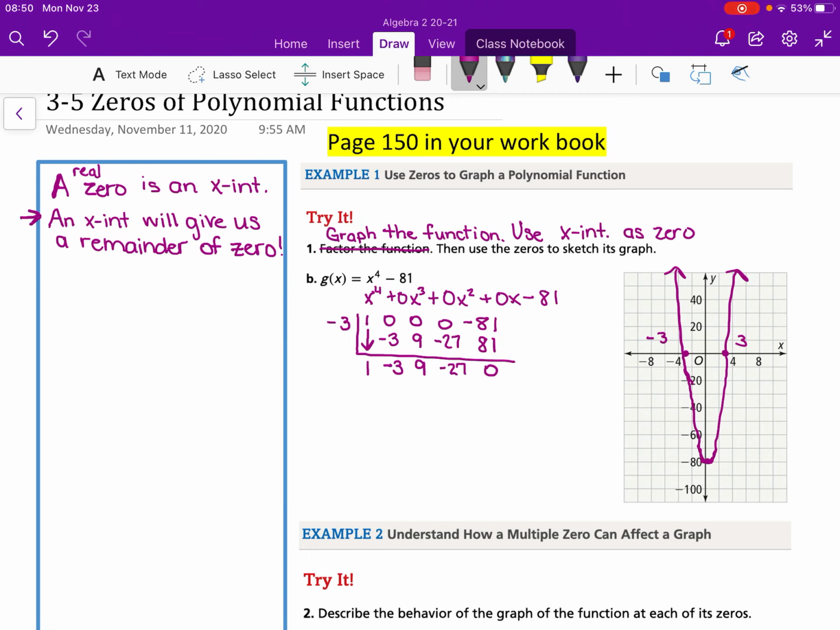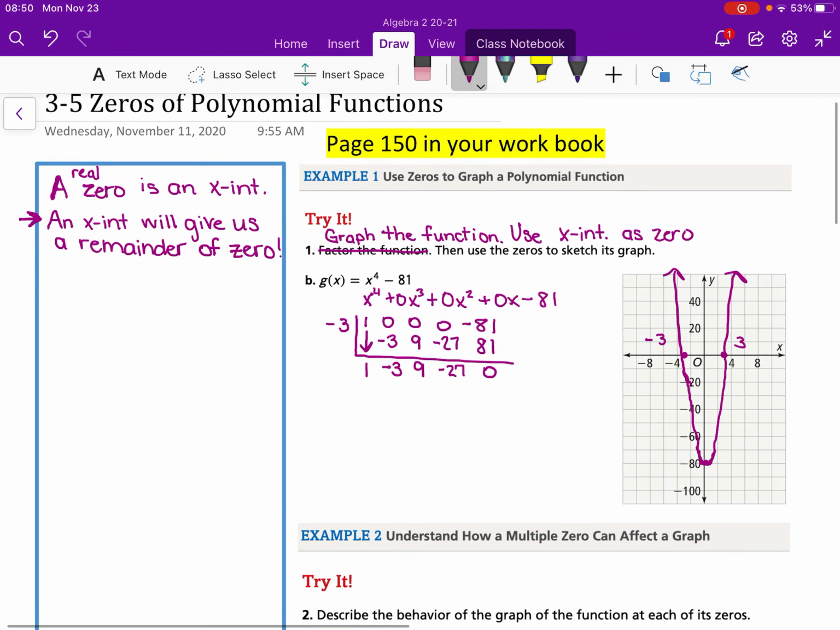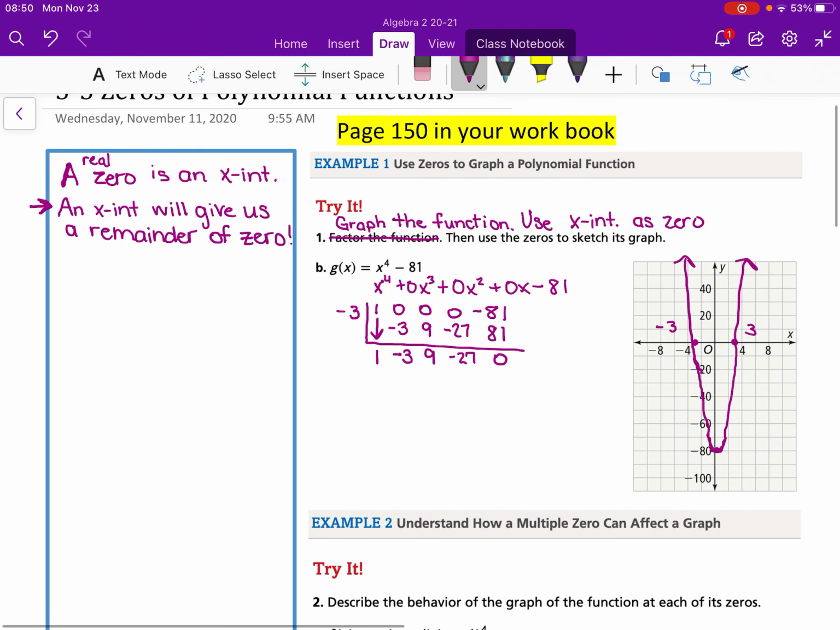If you notice, I put a little note over here in the blue box. An x-intercept will give us a remainder of 0. So if you don't get a remainder of 0, you've probably done something wrong. Okay? All right. So here's what's nice. I'm going to divide by all the real zeros that I can, meaning all the x-intercepts. So my next x-intercept is 3. This is why order didn't matter, because you might have got something different if you did 3, but then when you divide by -3, you're going to end up with the same answer.